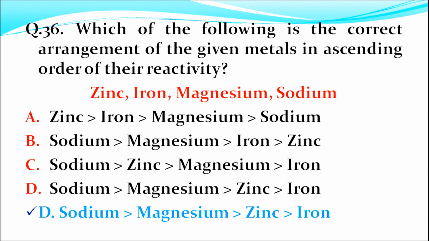So the order of these metals is sodium greater than magnesium, greater than zinc, greater than iron. That means option D is the correct order of their reactivity.